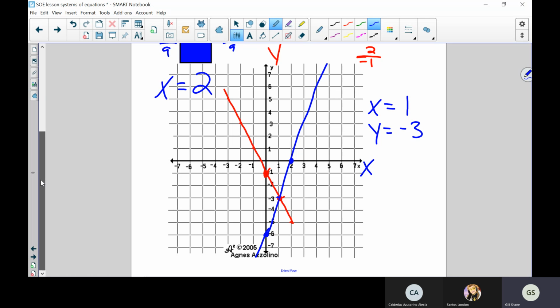Or if you just want to do it this way, I'm fine with this also. Just label the point. Just say, well, that's 1, -3. That's fine. Either way, as long as you're telling me which one. No, don't write -3, 1, because that is wrong.